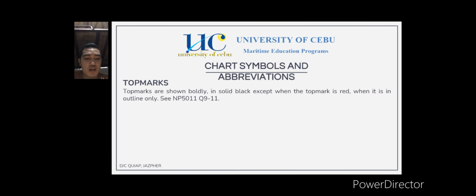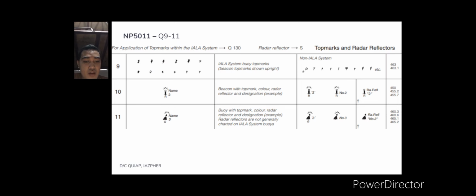Top marks. Top marks are shown boldly in solid black except when the top mark is red, when it is outline only. IALA system buoy top marks. Beacon top mark shown upright. Beacon with top mark color, radar reflector, and designation. Buoy with top mark color, radar reflectors, and designation. For example, radar reflectors are not generally charted on IALA system buoys.